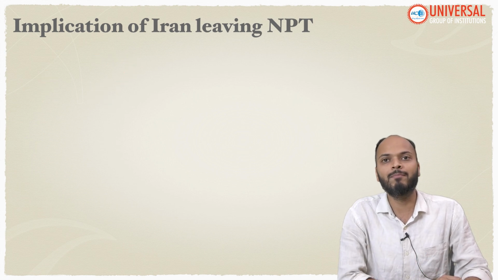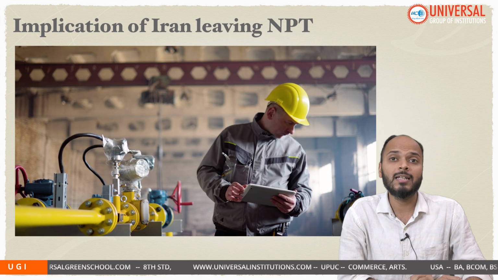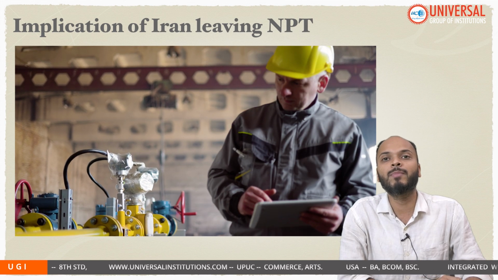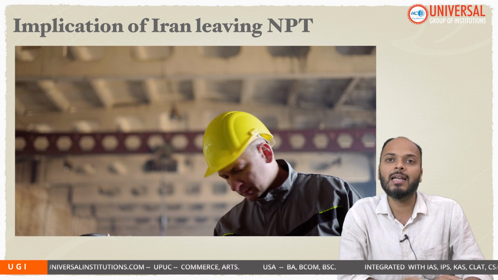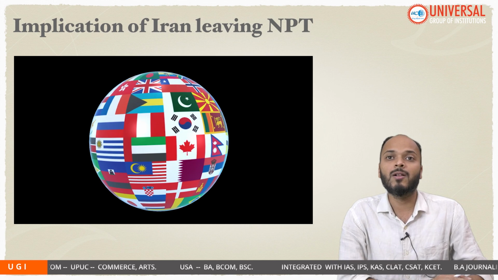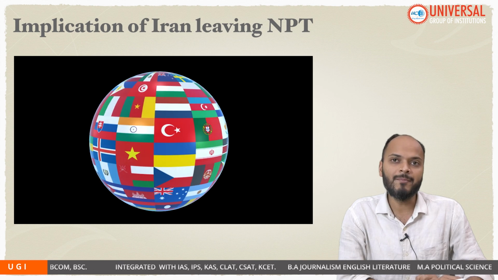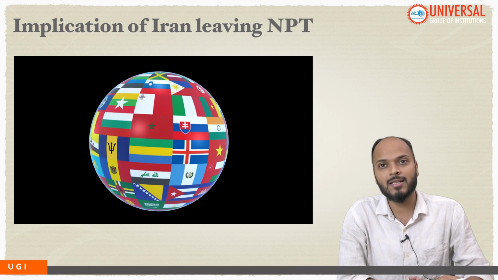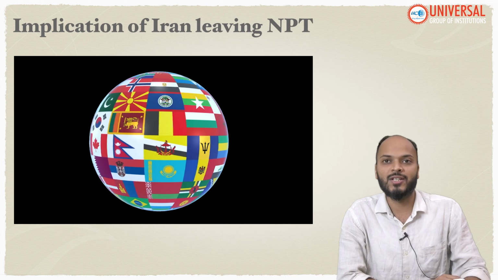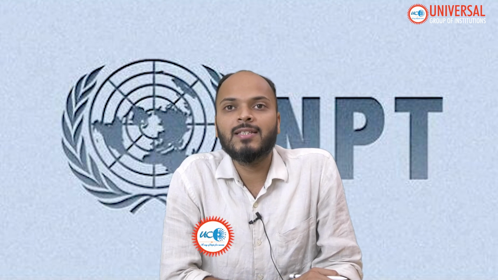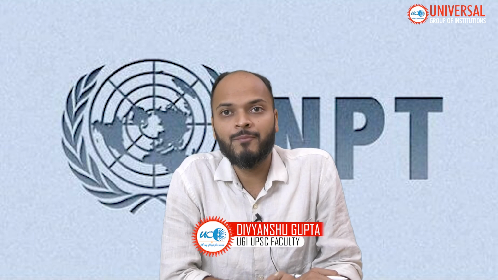So there will be 2 implications. First is that Iran's facilities will not be inspected by IAEA, and secondly that other countries might also get encouraged to follow the same path. They might also start leaving NPT, and the world might face the threat of nuclear weaponization, right? Now lastly, I hope it is clear what NPT is and why it is very essential for the world that most of the countries remain members of NPT.